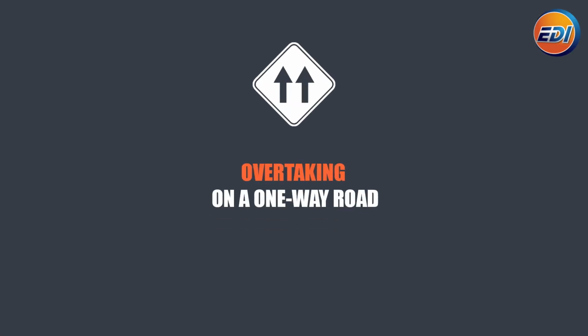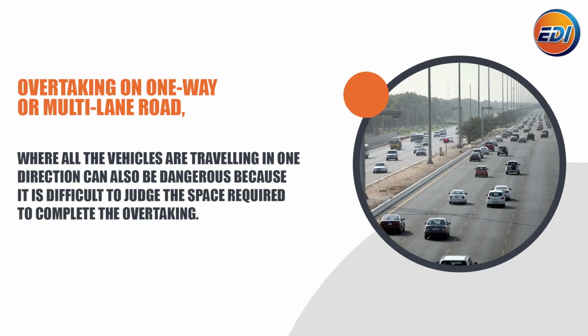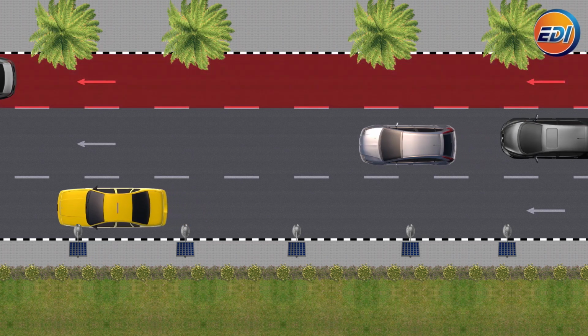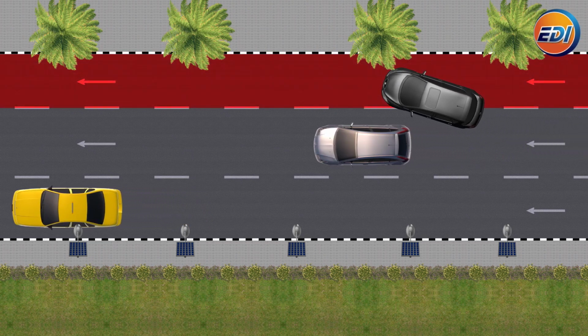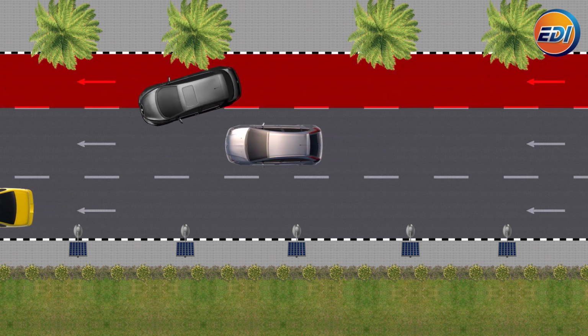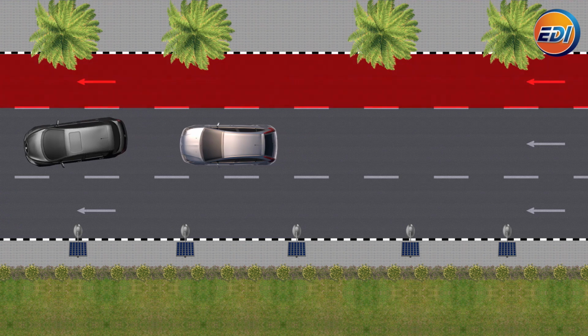Overtaking on a one-way road. Overtaking on a one-way or multi-lane road, where all the vehicles are traveling in one direction, can also be dangerous because it is difficult to judge the space required to complete the overtaking. Motorists must not overtake slow-moving vehicles using the right lane, which is called undertaking. They should only overtake from the left side if the situation allows.